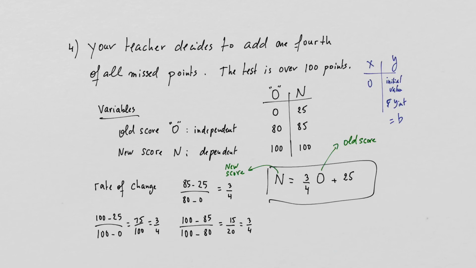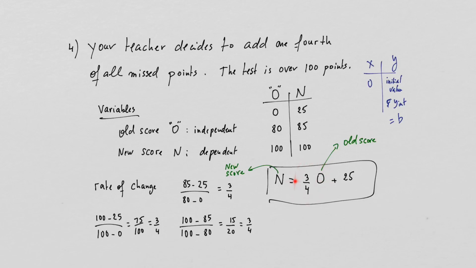Your teacher said, I'm going to give you 1/4 of all missed points. That means you're going to get 3/4 of the old score. Think about it. If your teacher gives you 1/4 back of anything that you missed, by definition it means your teacher gave you 3/4 of what you actually got, not of what you missed. 3/4 of what you got, old score.